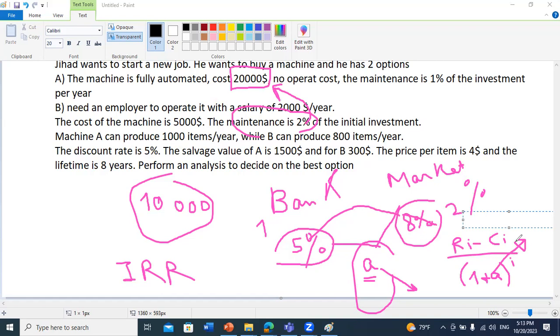Now, what is the internal rate of return? The internal rate of return is all possible values of A for which the net present value is larger than 0. So it will give me all possible discount rates for which NPV is larger than 0. This is why it's good to have a high internal rate of return.